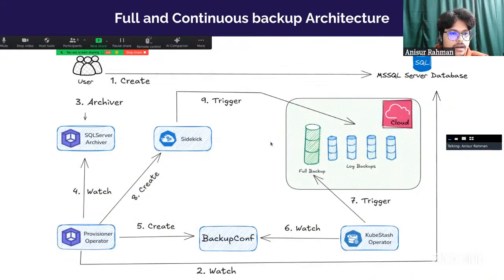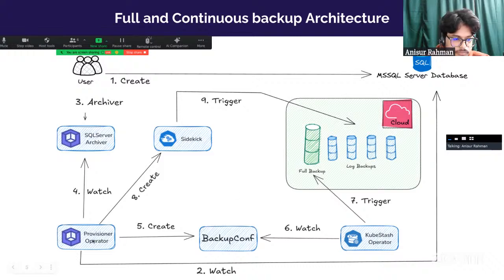Okay, this is the full and continuous backup architecture. In this section, we'll explain a brief overview and the mechanism of how the full backup and log backup work in KubeDB. First of all, a user has to create an MSSQL Server database, which is managed by KubeDB. The KubeDB provisioner operator watches this MSSQL Server database and starts provisioning. Once the provisioning is done, the database status will go into the ready state.